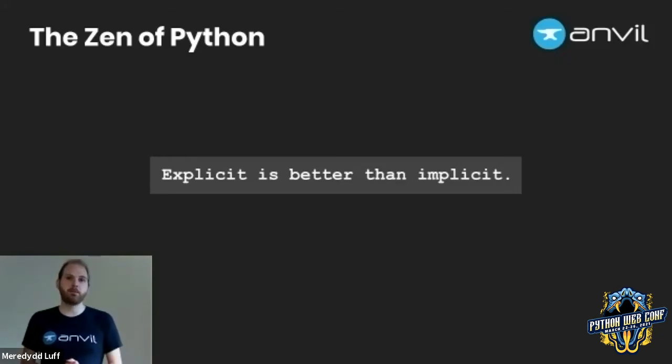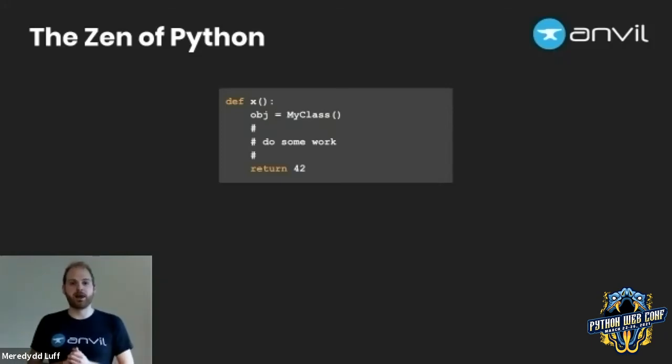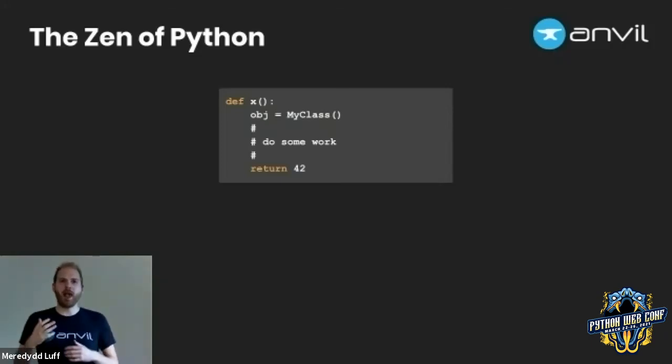Explicit is better than implicit. What does this mean? Let's go back to our finalizer example from earlier. So here, we define an instance of my class, and then we do some work, and the finalizer automatically cleans itself up at the end of the function. The call to the finalizer is implicit. It kind of happens automatically, and you have to understand a bunch of rules to know that that will happen.